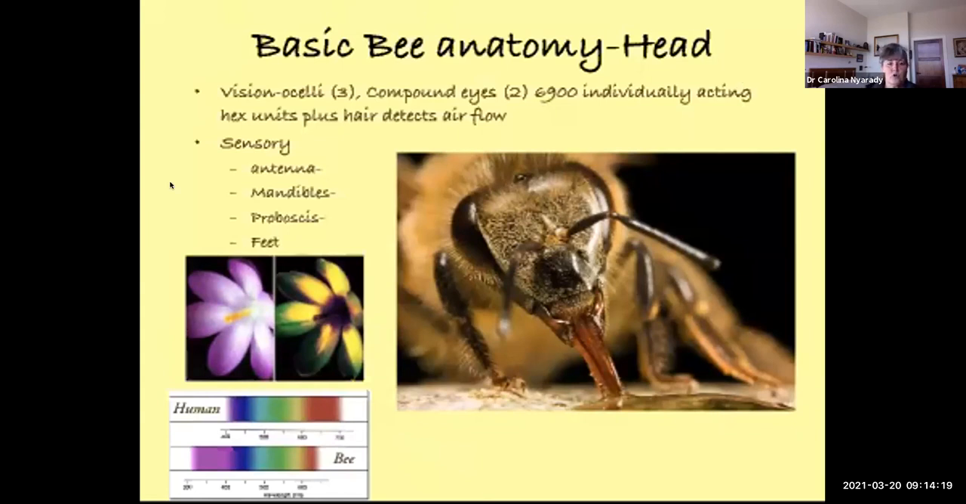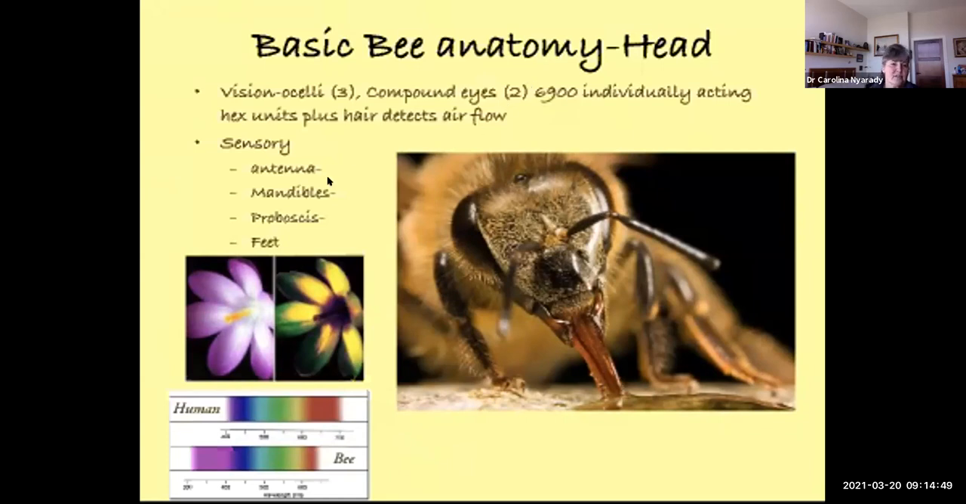This head, of course, also contains other sensory appendages. And so the antennae, of which she has two, right, are also used to be able to sense smell. So they're used to sort of touch and smell at the same time. And they're oftentimes also used in navigation in order to detect the direction of smell.